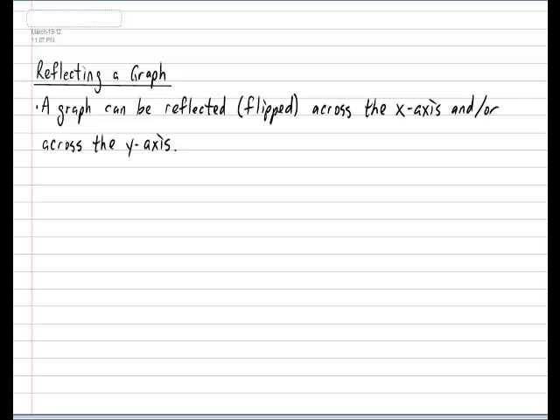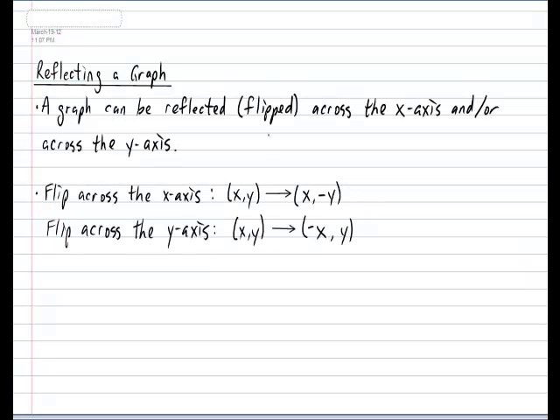Now, symbolically, how can this look? Well, in most textbooks, you might see the following notation. If you want to flip the graph across the x-axis, then the confusing part is that you have to switch the signs of all the y values. And for flipping a graph across the y-axis, almost confusingly, you have to switch the signs of all the x-coordinates.